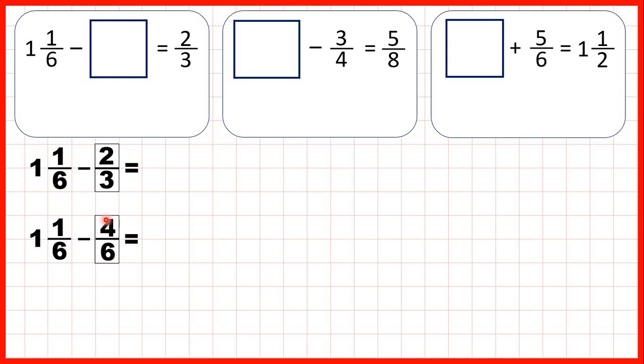But now we need to subtract 4/6 and we only have 1/6 in our mixed number. So we need to change our mixed number to an improper fraction. 1 times 6 is 6 plus 1 is 7. So that's 7/6, and now we can take 4/6 away. The denominator stays the same, and 7 minus 4 is 3. So our missing fraction here is 3/6.